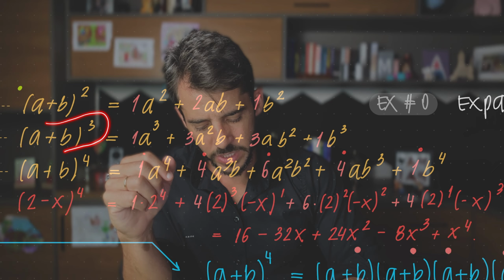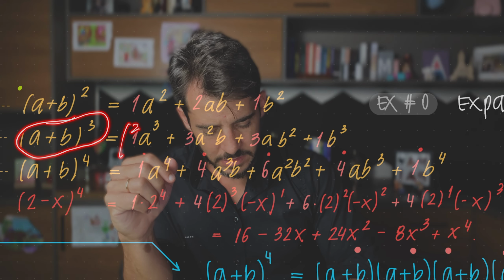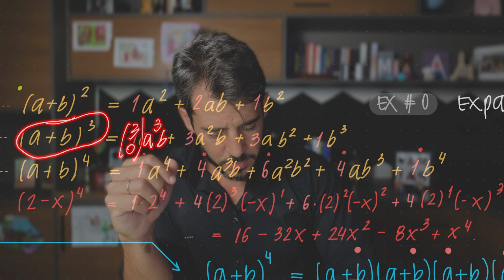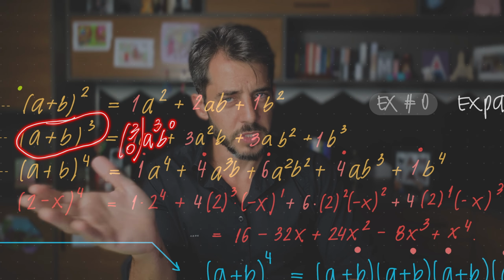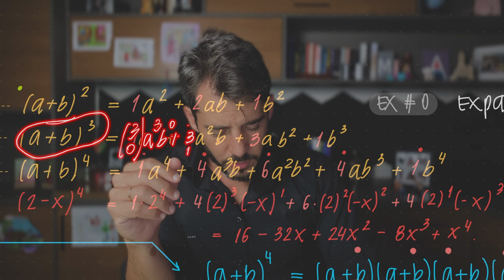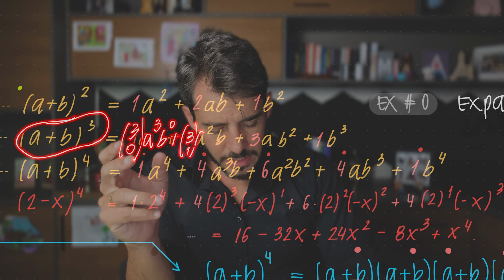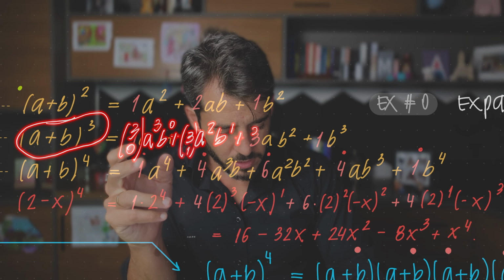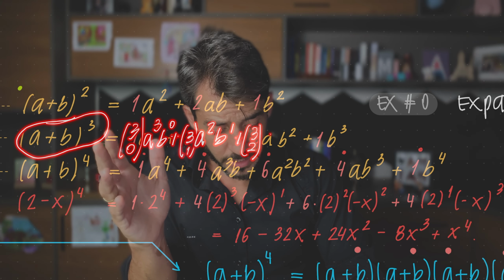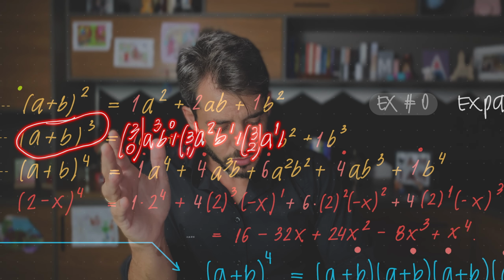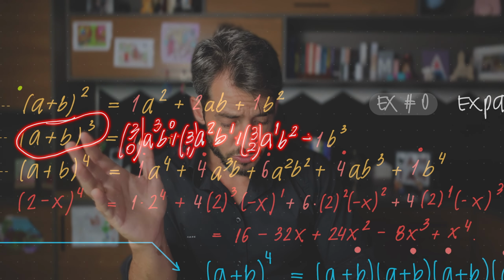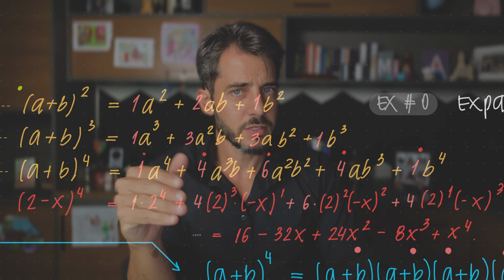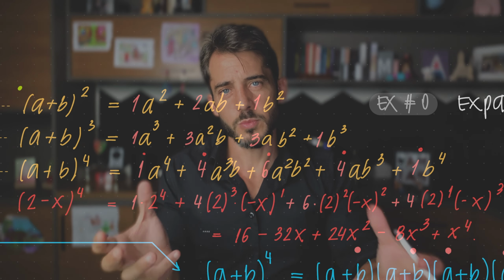For example, what is (a plus b) cubed? This is 3 choose 0, a to the 3 minus 0 times b to the 0, which is just 1, plus 3 choose 1, which is just 3, a to the 3 minus 1, b to the first power, plus 3 choose 2, which is 3 again, a to the 3 minus 2, b squared, plus, and then we finish with b cubed. This pattern dictates a binomial expansion.